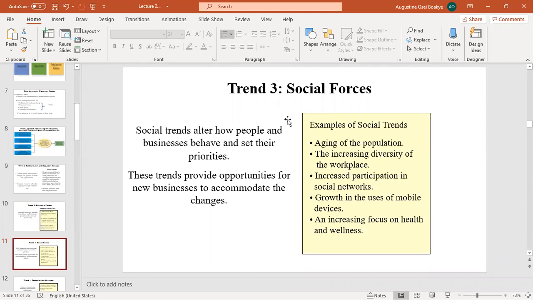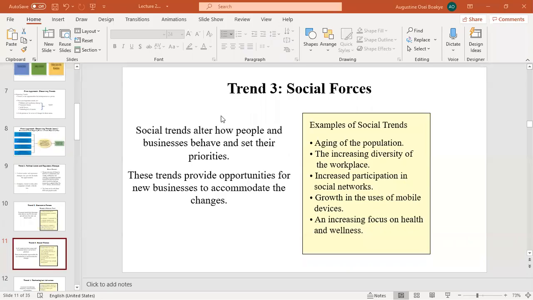Sir, please, we can't see your screen. Oh, really? Sorry. Can you see my screen now? Yes, sir. Yes, sir, we can.